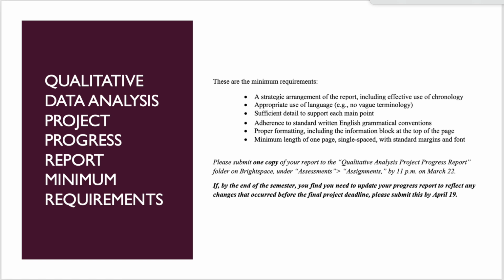Now let's take a look at the minimum requirements for the progress report. The report should demonstrate a strategic arrangement of information, including effective uses of chronology. So you'll think about how to place items in order in terms of what occurred first, second, third, and on different dates. The report should also demonstrate appropriate uses of language, such as no vague terminology like things, stuff, etc.